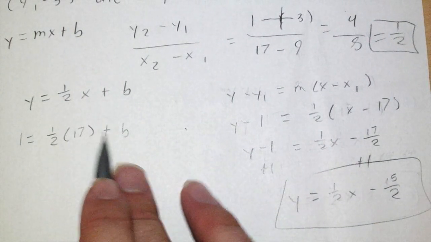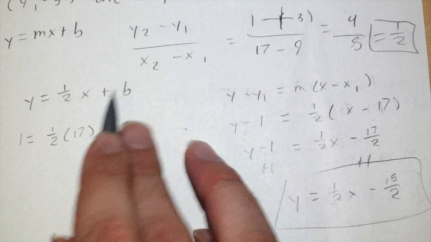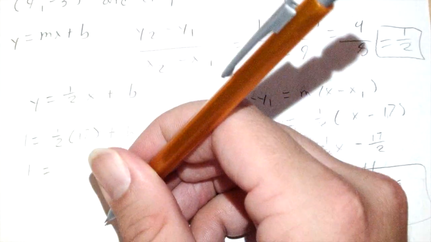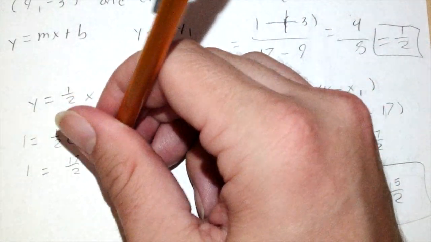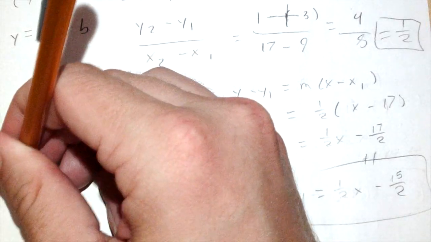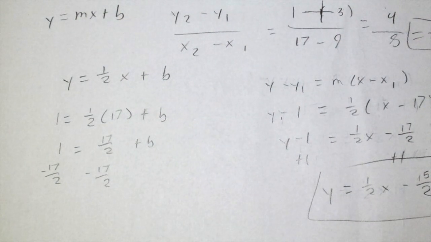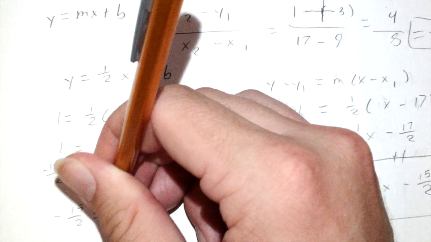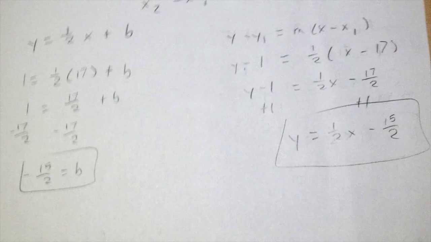All you ever need to solve an equation is one variable left. So here, we can figure out what this number is by just isolating b. So first, 1/2 times 17 is 17 over 2. And if I move this over here, b is going to be by itself. So like that. And therefore, if I put this into the equation, we're going to get the same thing that we got here.